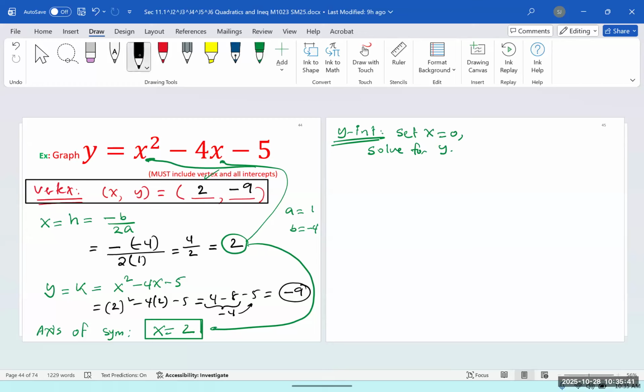So in our case, we have y equals x squared minus 4x minus 5. Setting x equals 0 means this is 0 and this is also 0. So what's the y? -5. And in the final exam, they actually ask for the point format. So how do you write -5 as a point? (0, -5). Good job.